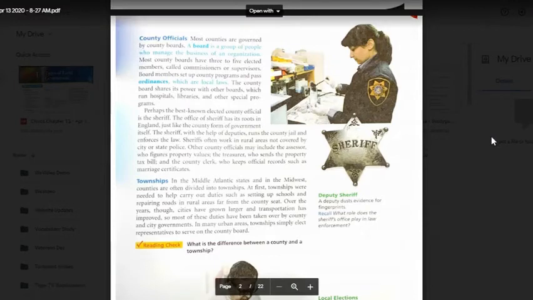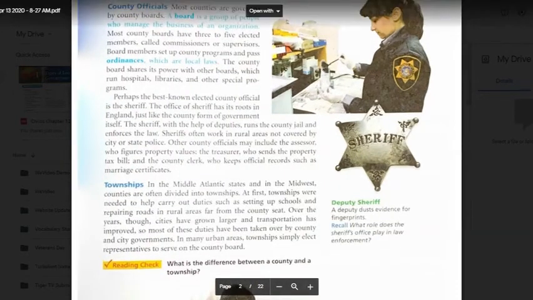Perhaps the best known elected county official is the sheriff. The office of sheriff has its roots in England, just like the county form of government itself. The sheriff, with the help of deputies, runs the county jail and enforces the laws. Sheriffs often work in rural areas not covered by city or state police. Other county officials may include the assessor, who figures property values, the treasurer, who sends the property tax bill, and the county clerk, who keeps official records such as marriage certificates.